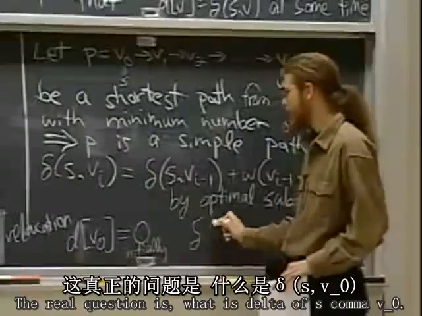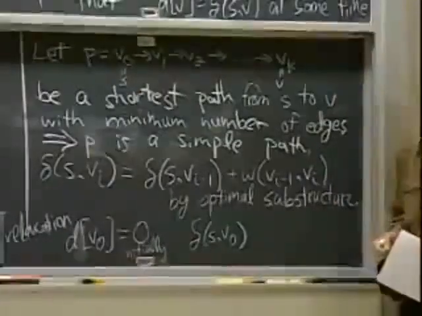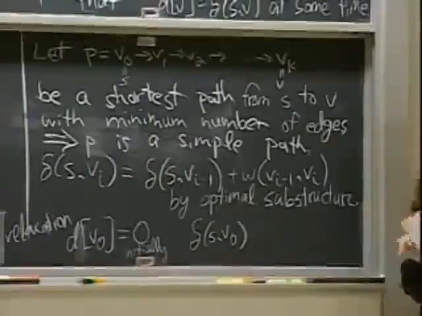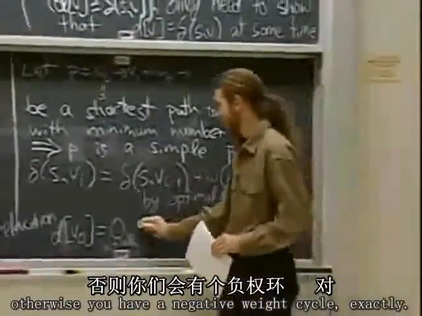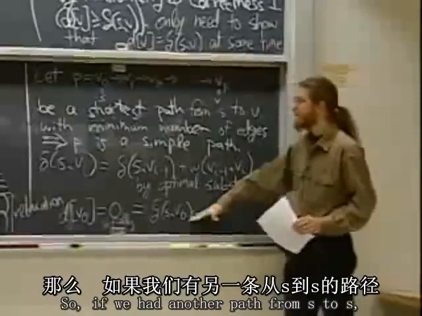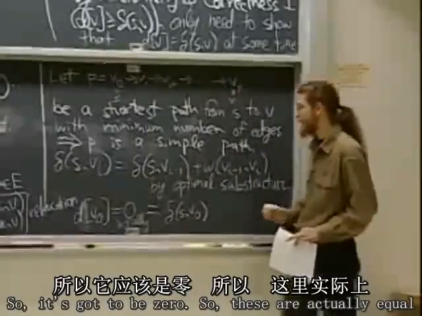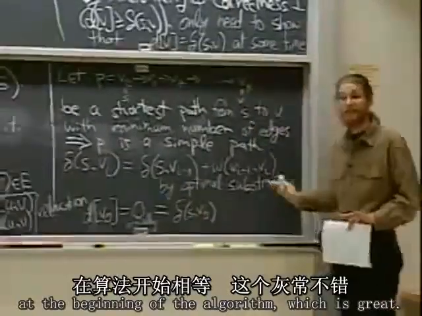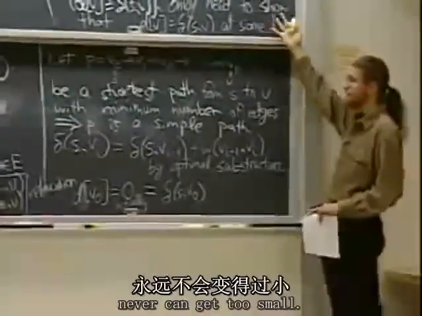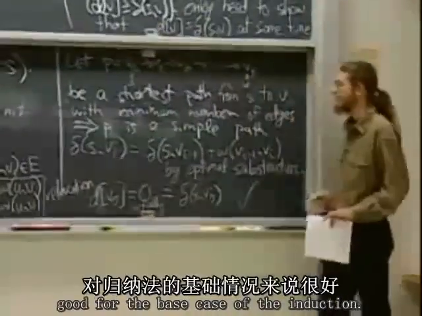The real question is, what is delta of s comma v0? What is the shortest path weight from s to s? Has to be 0, otherwise you have a negative weight cycle. Exactly. Okay, my favorite answer, 0. If we had another path from s to s, that is the cycle, so it's got to be 0. So these are actually equal at the beginning of the algorithm, which is great. That means they will be for all time, because we just argued that d only goes down and never can get too small. So we have d of v0 set to the right thing. Great. Good for the base case of the induction.